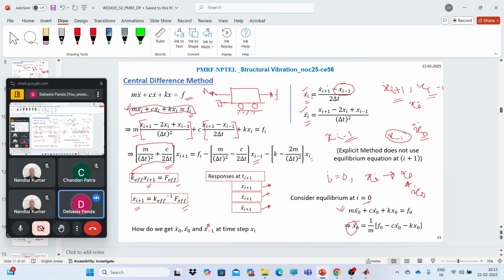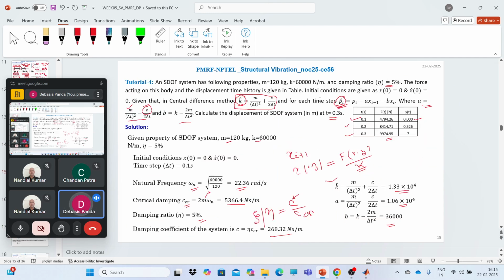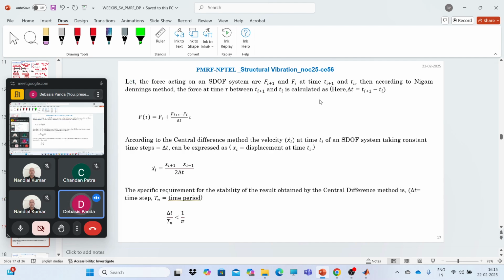Here xi dot and xi double dot, so we can easily calculate the velocity at that time point, and if we need to calculate the displacement we just need to integrate it. Now the specific requirement for stability for central difference method, I have already discussed that the del t plays the crucial role for the stability of the central difference method.